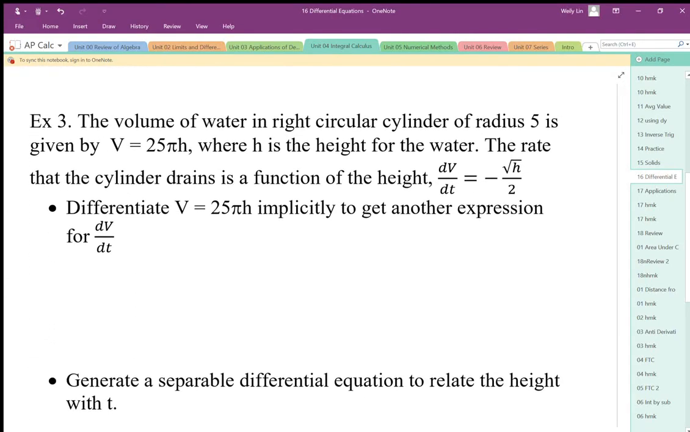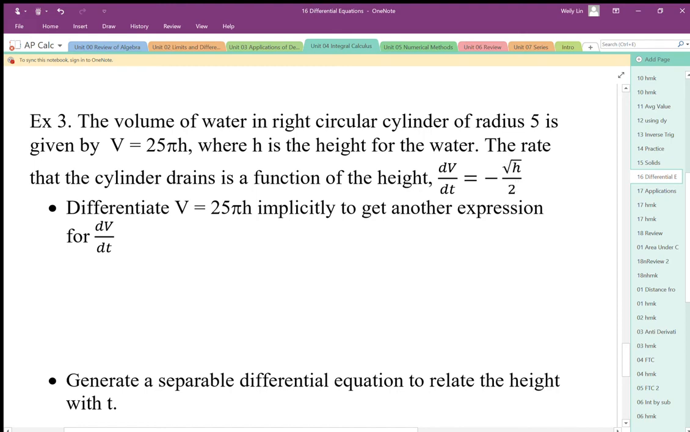So this last question here is a related rate problem. We have the volume of a right circular cylinder, radius 5, given by this volume expression. Okay, so it looks like it's got a radius of 5, so pi r squared times height. The rate that the cylinder drains, the change in volume over change in time, is negative root h over 2.